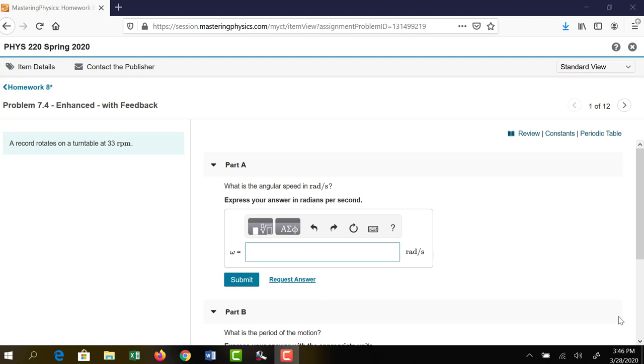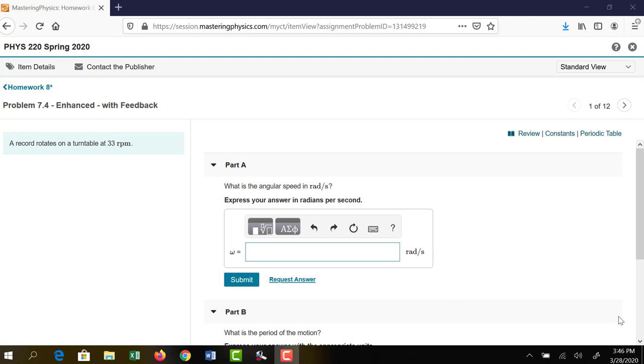So chapter 7 is similar to chapter 6. Chapter 6 is circular motion, so objects going in a circle. Chapter 7 is rotational motion. It's objects rotating along their own axis. So not actually going in a circle, like a solid object rotating around its axis, like an old record on a record player, for example, like this problem.